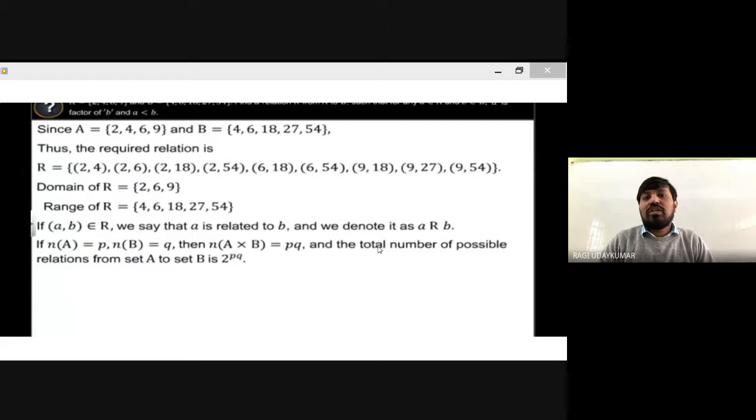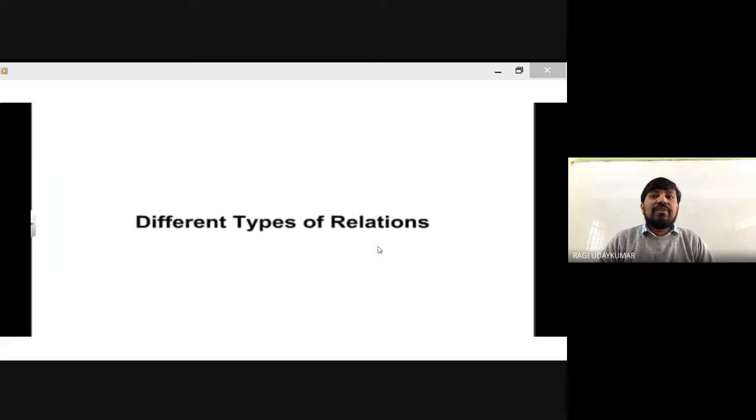Then the total number of possible relations is the total number of possible subsets you are going to get. So if a set contains n elements, then how many subsets are there? 2 power n. The number of subsets is 2 power n. Here, pq is the number of elements in A cross B, p into q. So that's why the number of relations we will get is 2 power pq. Okay.